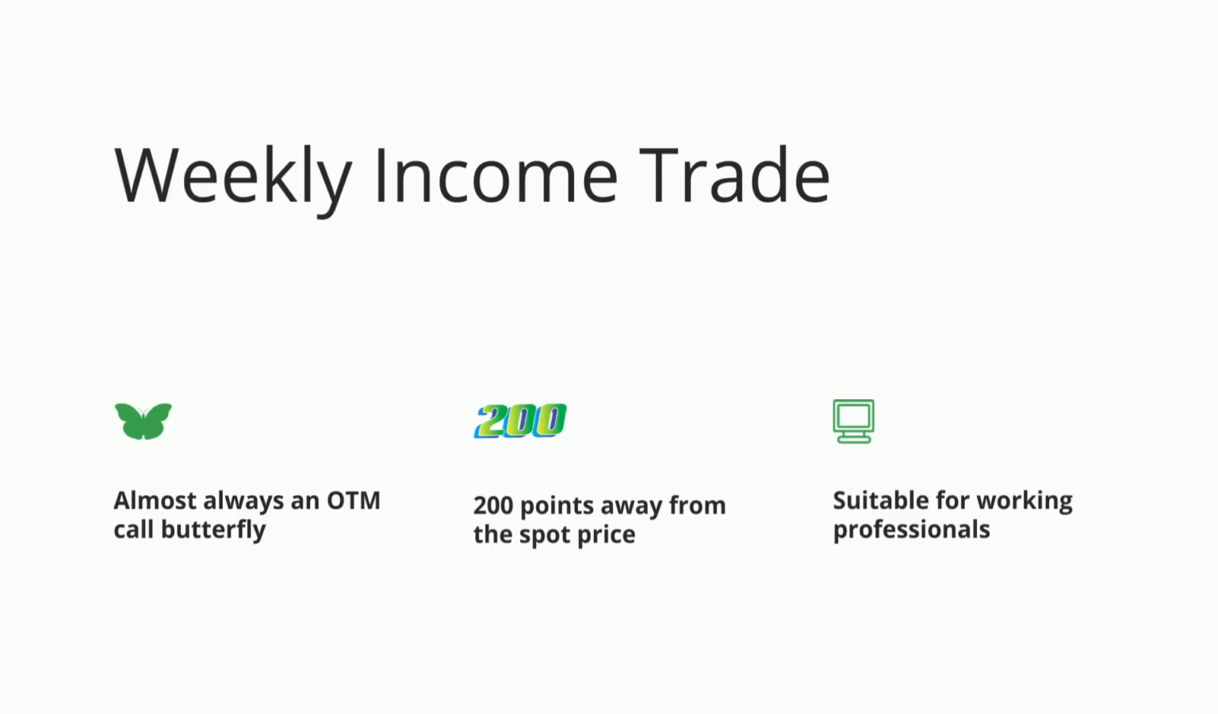The trade is almost always initiated as an out of the money bullish call butterfly. It is initiated 200 points away from the spot. That is, if the spot is at say 18,200, the bullish call butterfly is initiated at 18,400. That is, you buy one call at 18,400, sell two calls at 18,500 and buy one more call at 18,600.